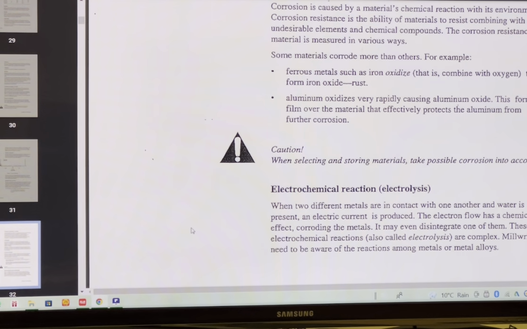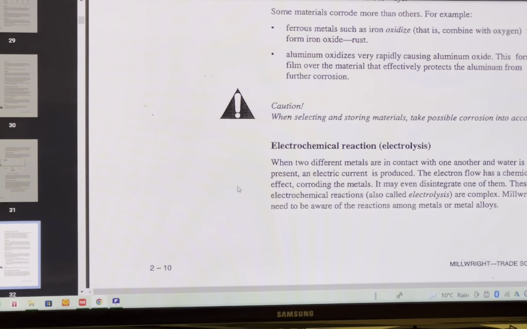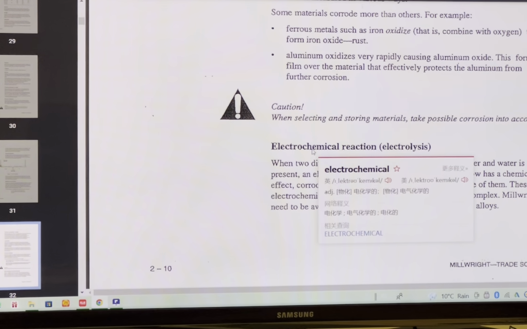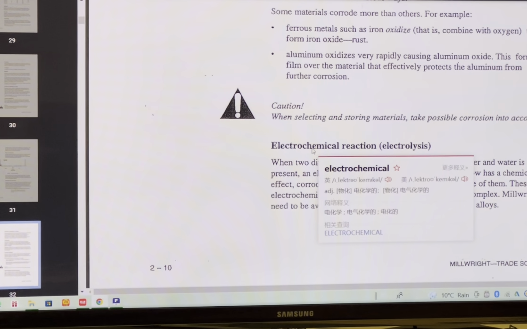Okay. Next, here is what we call electro. You already learned it in your senior high school, middle school.